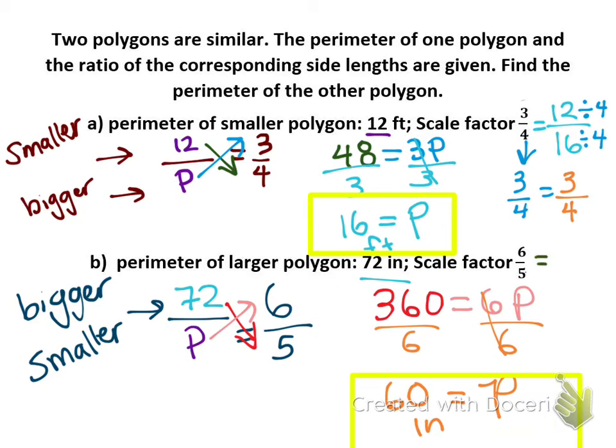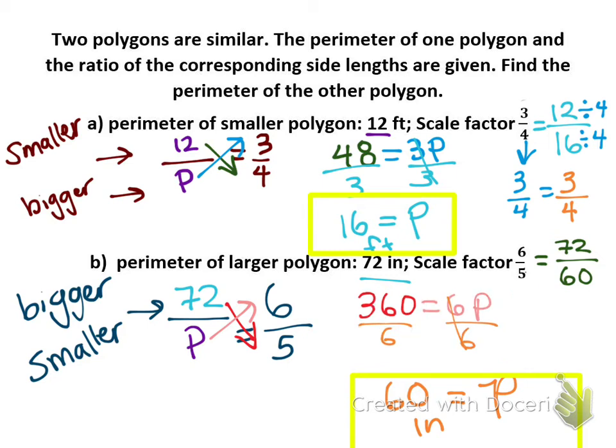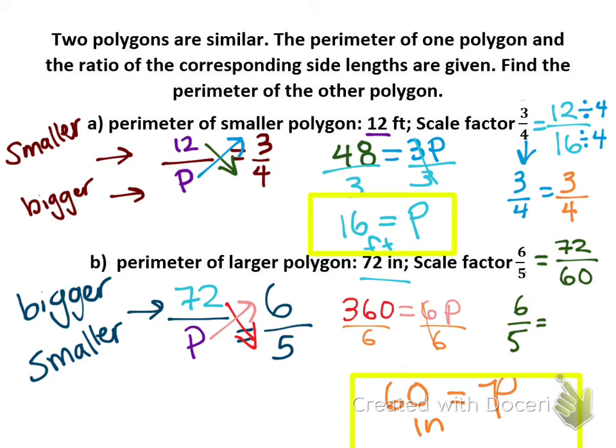You can always check the scale factor from the bigger to the smaller. Because the bigger number's on top, it should be 72 over 60. It should reduce to 6 over 5, and here's how you do that. They're both divisible by 2, they're both divisible by 6, they're actually both divisible by 12. 72 divided by 12 is 6, and 60 divided by 12 is 5. So we did a good job. So that's the perimeter. We are halfway done.